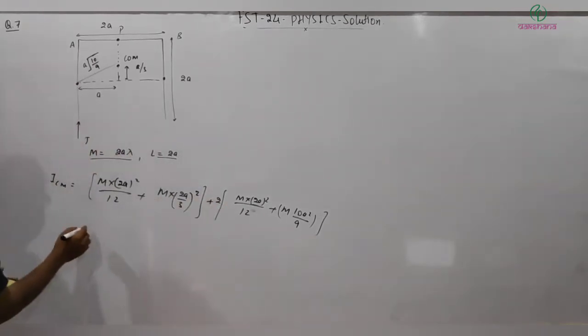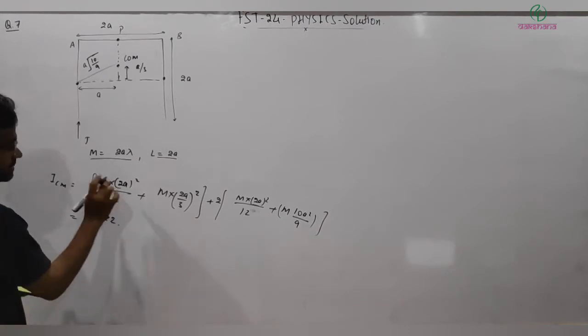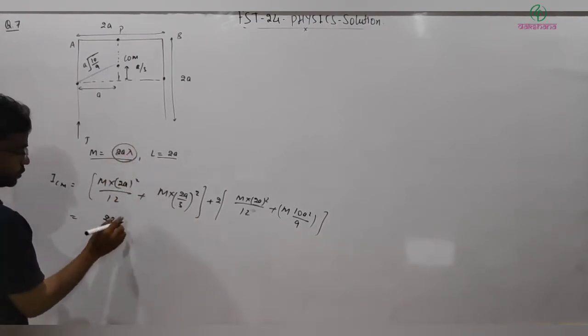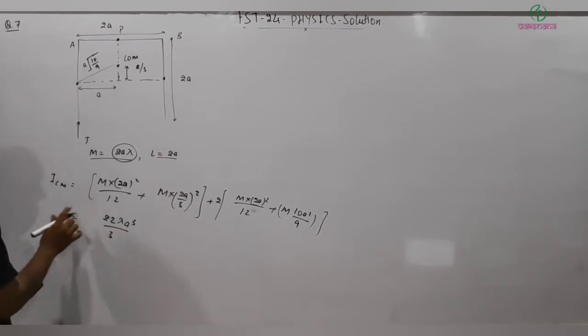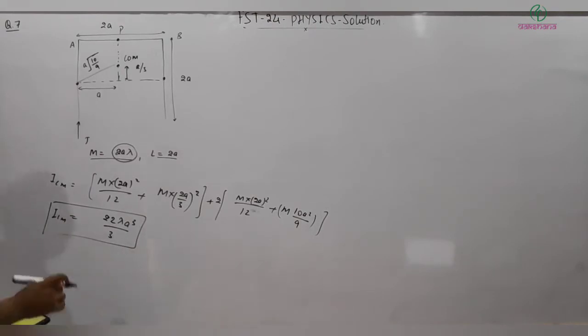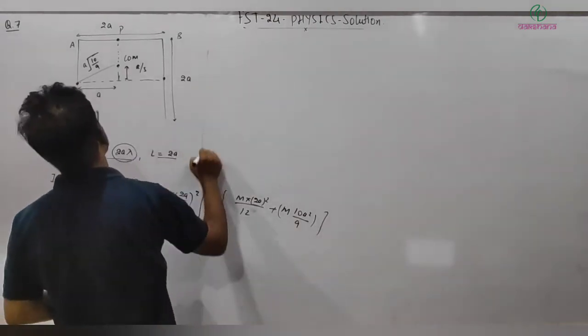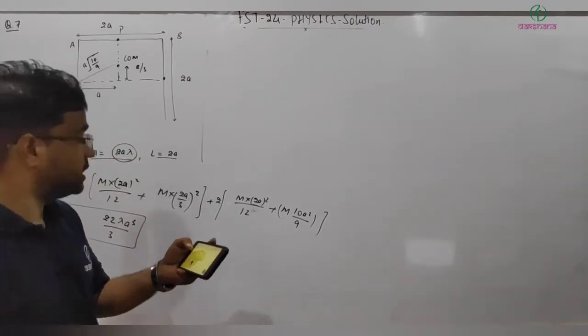You can simplify it and you will get 22. Substituting the value of m, 22 lambda a³ divided by 3 will be the I_CM, the moment of inertia of this system about the center of mass. Then for question number 7, it's saying impulse J is imparted like this.